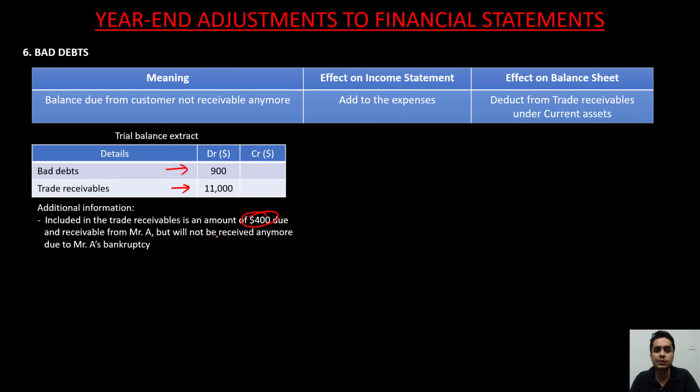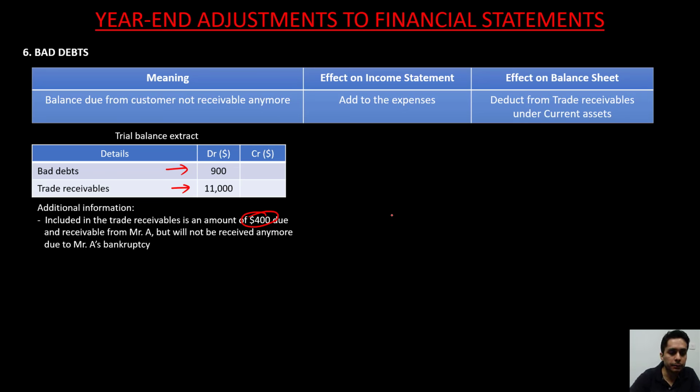Bad debts inside the trial balance was already known before we started preparing the financial statements. Hence a journal entry was already passed for it. But bad debts outside the trial balance indicates that when preparing the financial statements, this amount came to our notice then, and hence the entry is not already passed in the books of accounts.